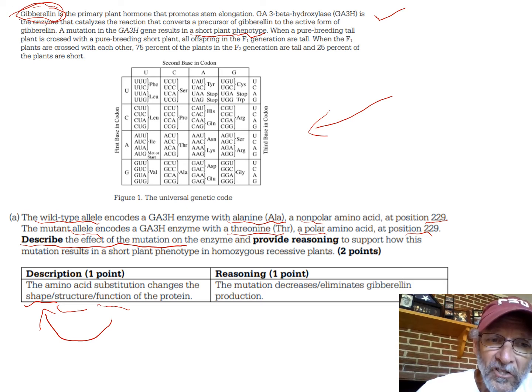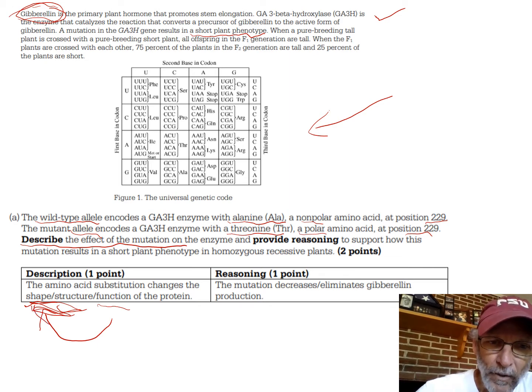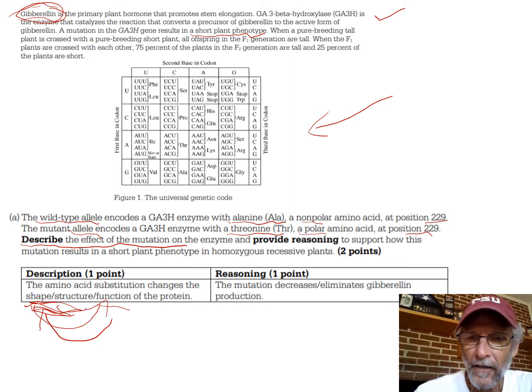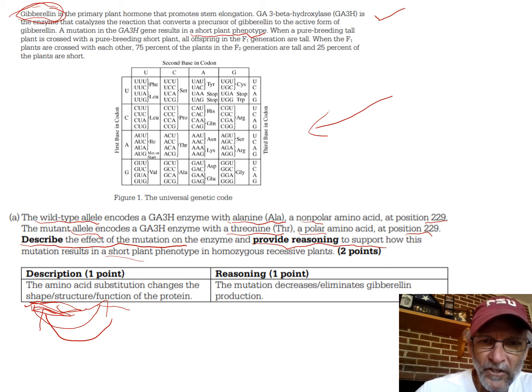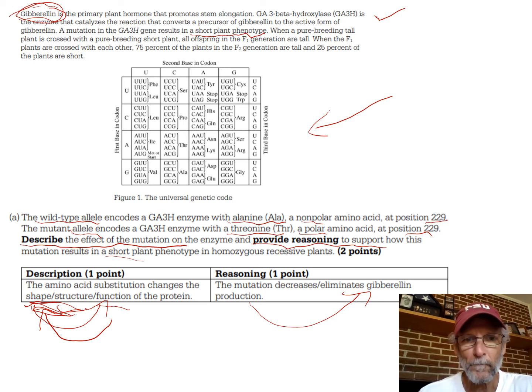And if they ask you to explain the effect, you would have had to have said the shape changes because that different amino acid is polar. It's got different properties. It's going to cause different folding, different tertiary folding. You could have gone into that stuff, right? But shape affecting function, that is the key. Okay, so now what's your reason to support how this mutation makes plants short? Again, without that enzyme, we can't make gibberellin, so the mutation decreases or eliminates that.